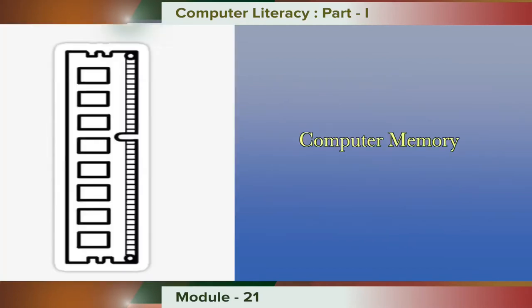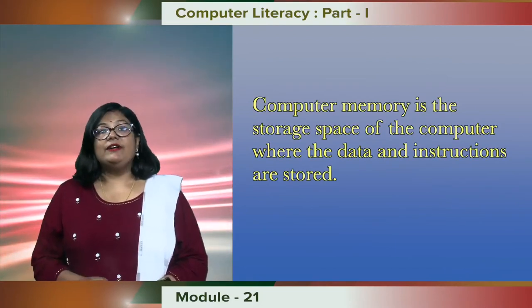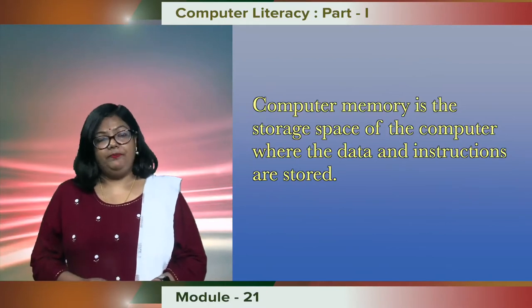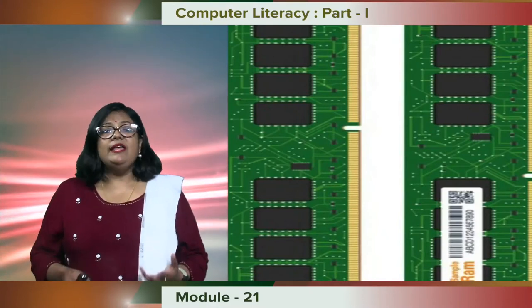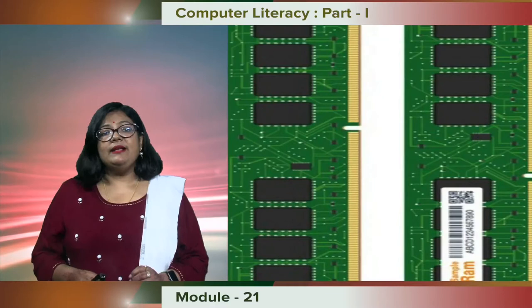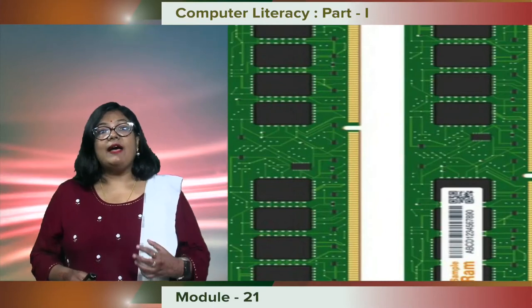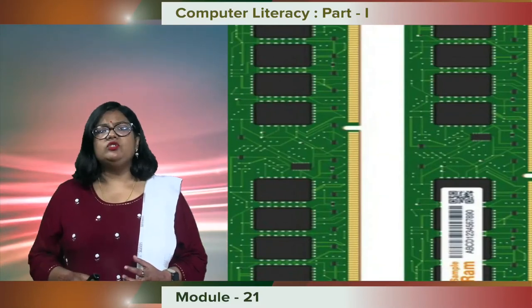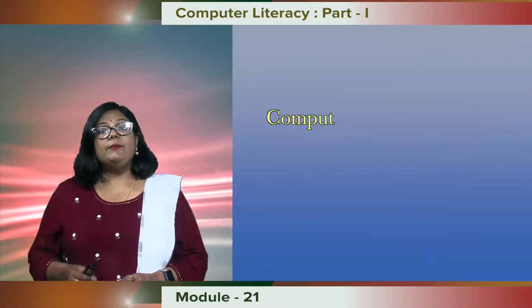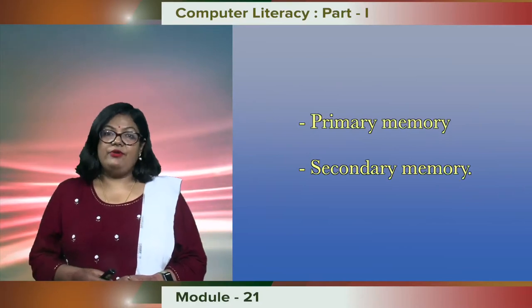Next, let us look at the fourth component of a computer, which is the computer memory. Now, the computer memory is the storage space of the computer where the data and the instructions are all stored. We can often see that the term computer memory and the term computer storage are used interchangeably. But there is a basic difference between these two terms. The term memory is generally used to refer to fast and volatile technologies, whereas the term storage is used to refer to slower technologies. The computer memory can be divided into two categories, primary memory and secondary memory.